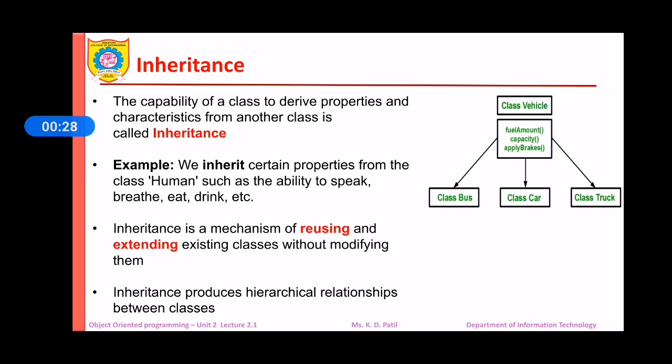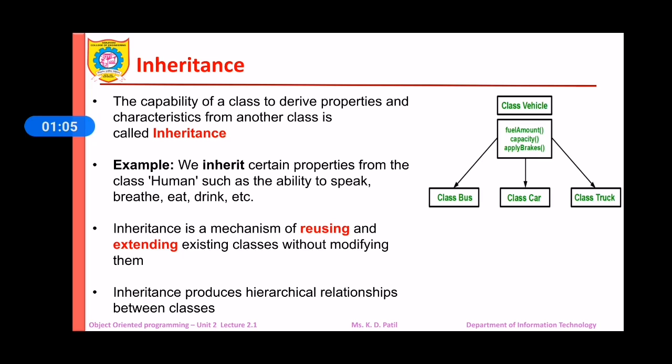Inheritance is the capability of a class to derive properties and characteristics from another class. Let us take an example of class human. We inherit certain properties from the class human, such as the ability to speak, breathe, eat, drink. These properties are common to all the other classes which belong to class human. Inheritance is a mechanism of reusing and extending existing classes without modifying them. Inheritance produces a hierarchical relationship between the classes.